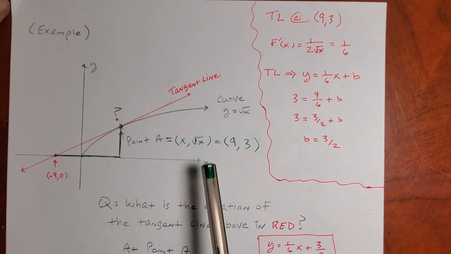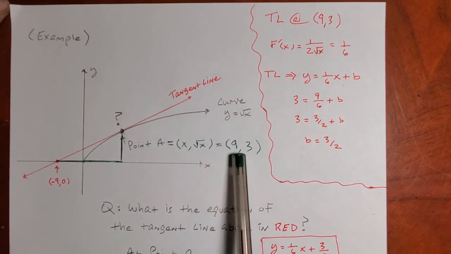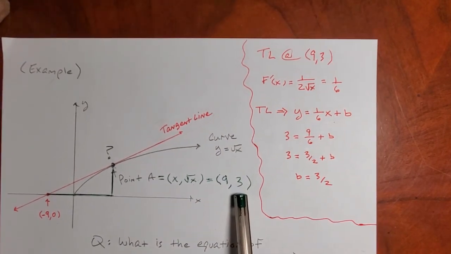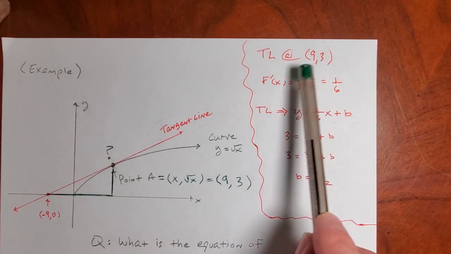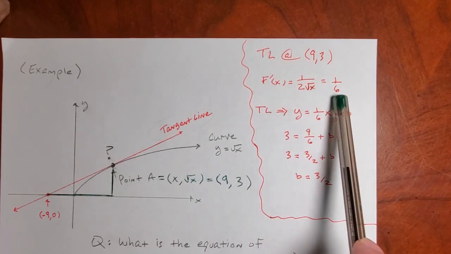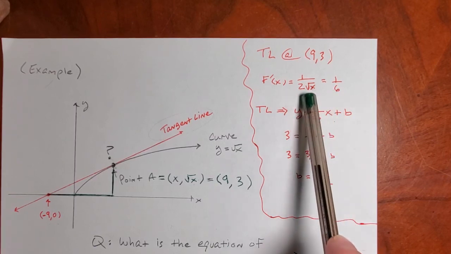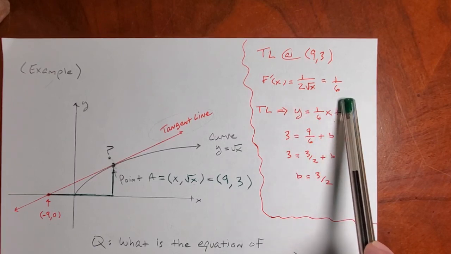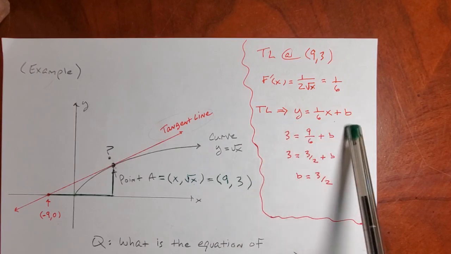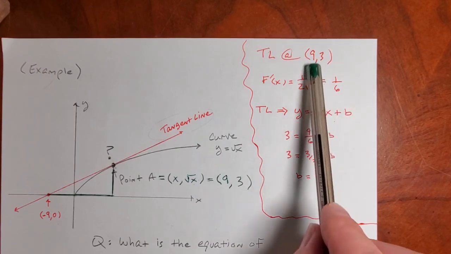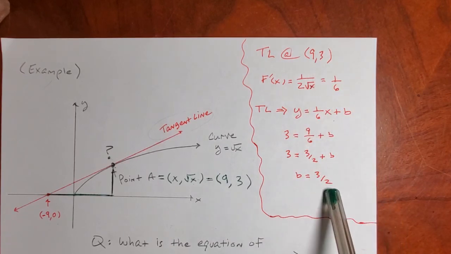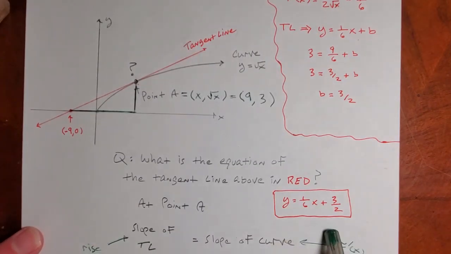I figure out this point here is 9 for x, 3 for y. For the tangent line at that point, 9 for x, 3 for y, its slope is 1 over 6, which is what you get if you put 9 into the derivative. That means the partial equation of the tangent line is 1 over 6x plus b. Using the fact that this point's on it, solve for b, and I get my final answer.